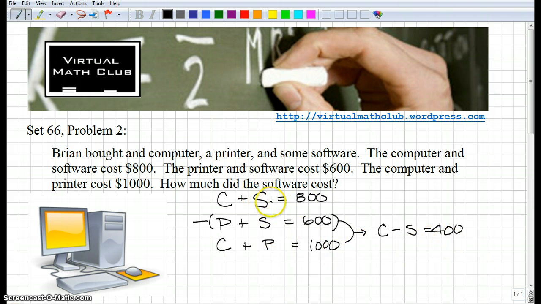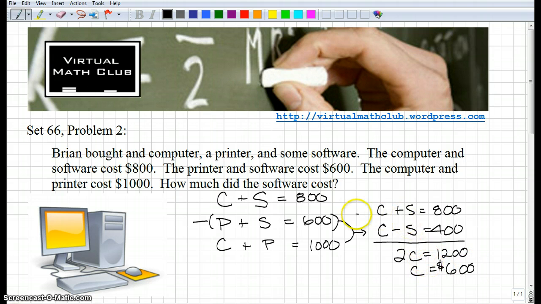And this equation here is already in terms of just C and S. So C plus S is equal to $800. And look at that, I could add those 2 equations together and get rid of S. So let's do that. If I add these 2, I get 2C is equal to $1,200. Right? And so C has to be $600. Okay, so the computer costs $600.